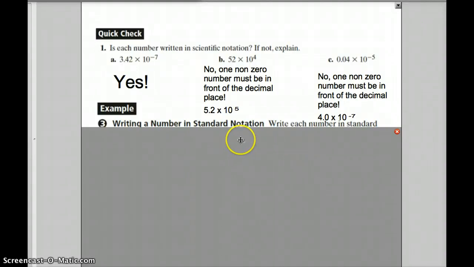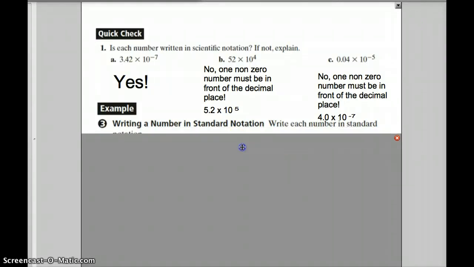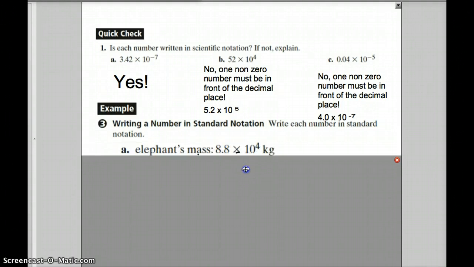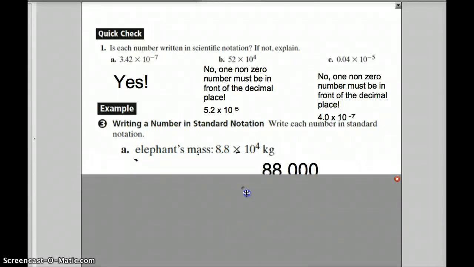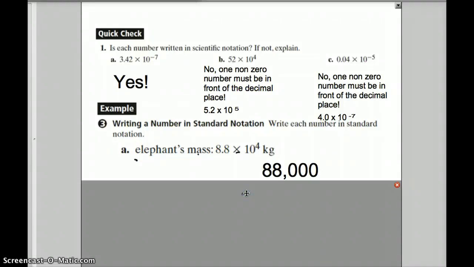We're writing a number in standard notation once we're given a scientific notation number. So we have 8.8 times 10 to the 4th kilograms. Very, very large mass, the mass of an elephant. So think about, we have 10 to the 4th. 10 to the 4th is actually a 1 with 4 zeros. Okay, so 10,000. So if we were to take 10,000 and multiply it by 8.8, we get 88,000. And again, you can use your calculator to kind of check a lot of these by going back and forth.